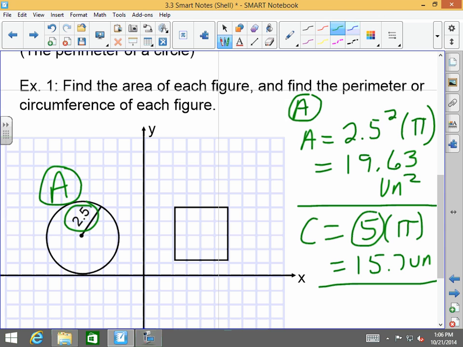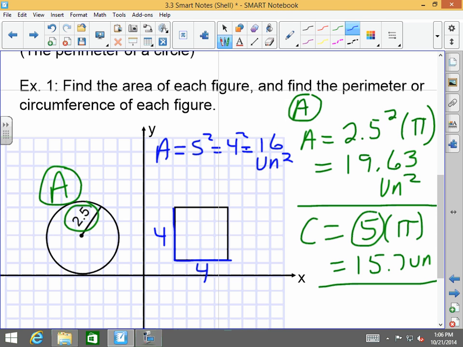Now, okay. For the square here, okay? Let me show you a couple things, and hopefully this will enlighten you as far as area goes as well. This side is 4 units. This side is 4 units. Okay? Area of a square is the side squared. So that would equal 4 squared, which equals 16 units squared.